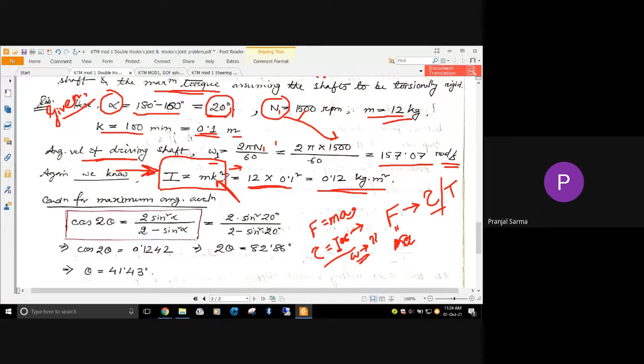Otherwise, we are not just randomly finding whatever we can find. Okay, so now whenever we are talking about Hooke's joint, there is a condition for maximum angular velocity in case of Hooke's joint. That is a standard expression which could directly be used. That is cos 2 alpha equal to 2 sin² alpha divided by 2 minus sin² alpha.